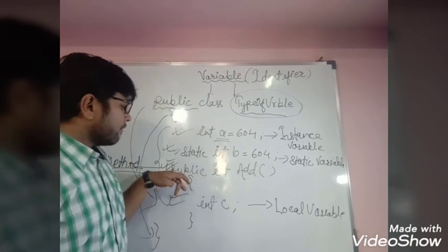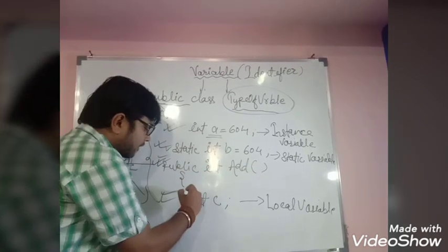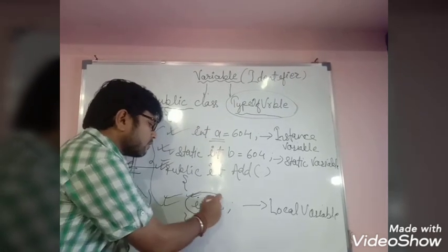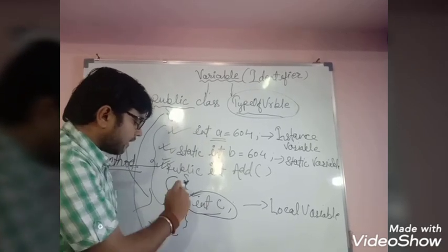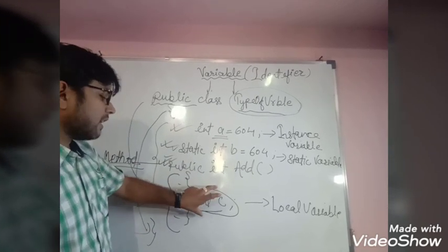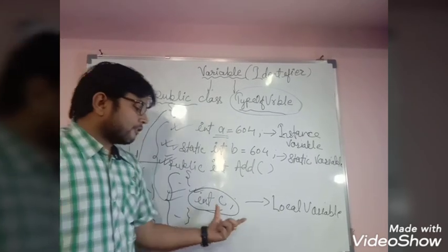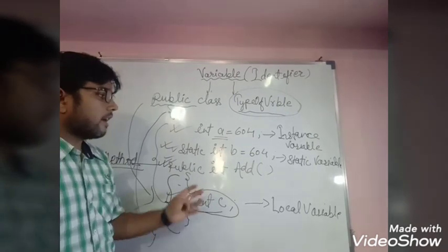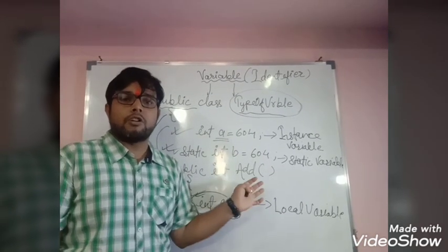For example, I have created one method, public int add, and I have defined one variable here. The scope of this variable means you can use it only from this curly bracket up to this curly bracket. This variable has scope only in this limited area. So a local variable has the scope for a limited area, an instance variable has the scope in the whole class, and a static variable we can use only once. This is all about the variables or identifiers.